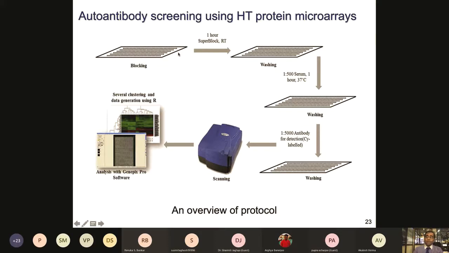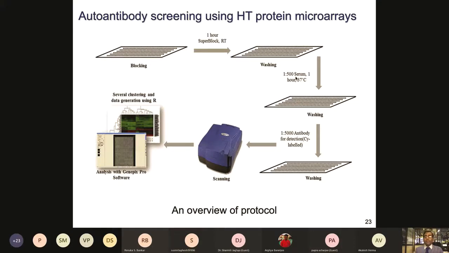As I said earlier, you will take the chip, block that with a super block at room temperature for almost an hour or so, or you can do it at 4 degrees. After that, you're going to add the serum sample, and again many optimizations are required, but in our experience this 1:500 serum dilution worked well. But that is no set guideline. You can always optimize for what serum sample you have, from which type of disease, which type of patient samples.